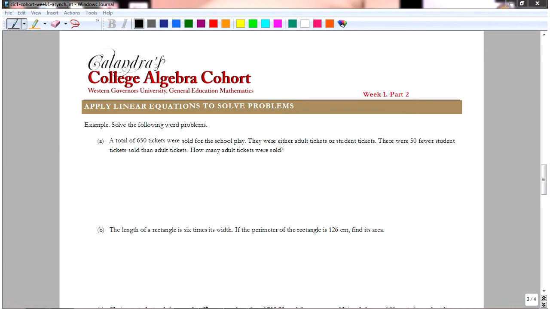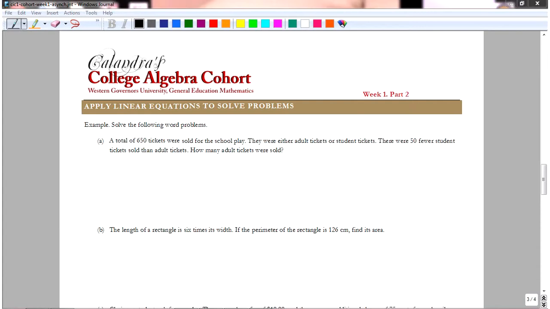Now we want to apply linear equations to solving problems. I know the first instinct for most of us is to tense up when we see word problems. So hopefully we have a good variety here so that you get comfortable with how to approach these types of problems, and you'll know what to do should you see something similar on a test.